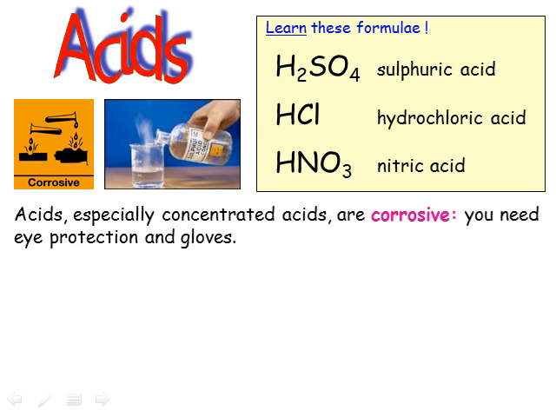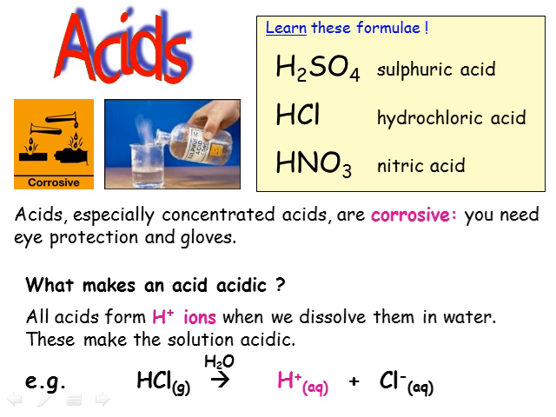Acids are a family of substances which have similar reactions. The most common laboratory acids are sulfuric, hydrochloric and nitric acid, and you should learn the chemical formula for each of these, as you will be expected to know them. You should also know that acids are likely to be corrosive, and therefore require appropriate safety precautions, such as eye protection and gloves.